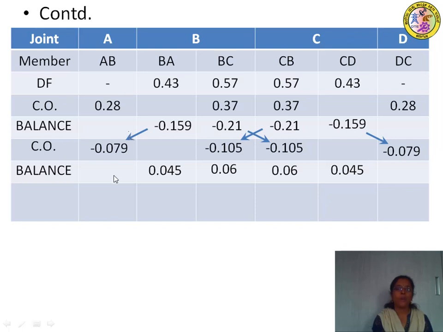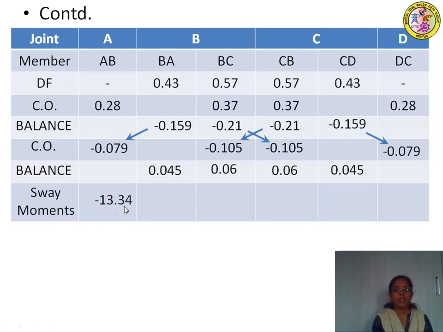So now we will summarize the distributed moments from the fixed end moments to get the sway moments. These are the sway moments, okay, assumed sway moments. They are not the final sway moments, they are assumed sway moments. So add all the values in each column from the fixed end moment. Then you will get the assumed sway moments.